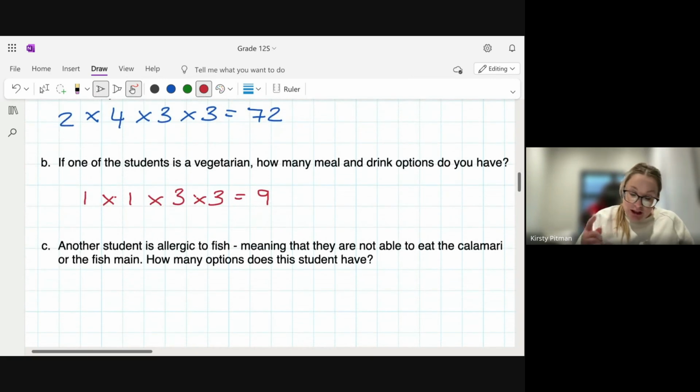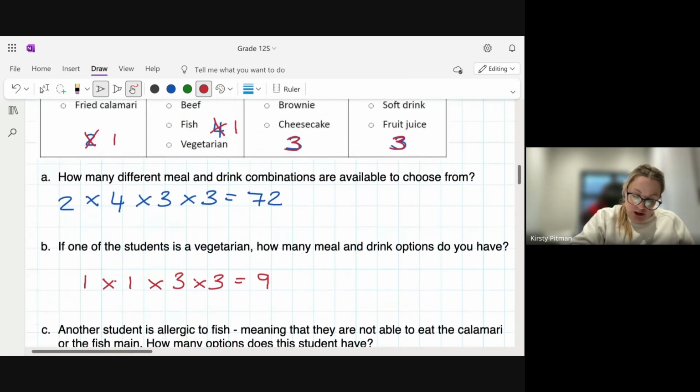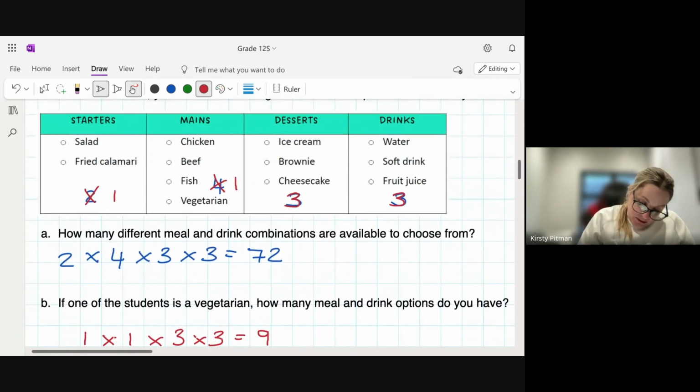Another student is allergic to fish, meaning they're not able to eat the calamari or the fish main. How many options does the student have? So now we're allergic to fish. Well, if I'm allergic to fish, I can't have fried calamari. So 1. I can have chicken. I can have beef. I can't have fish. I could have vegetarian. So 3.